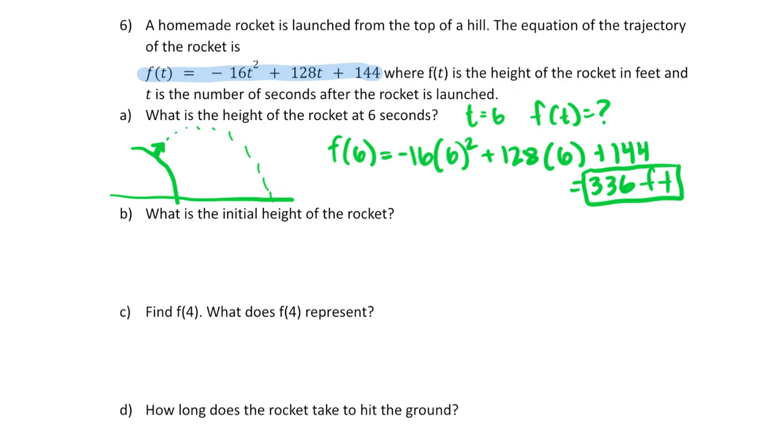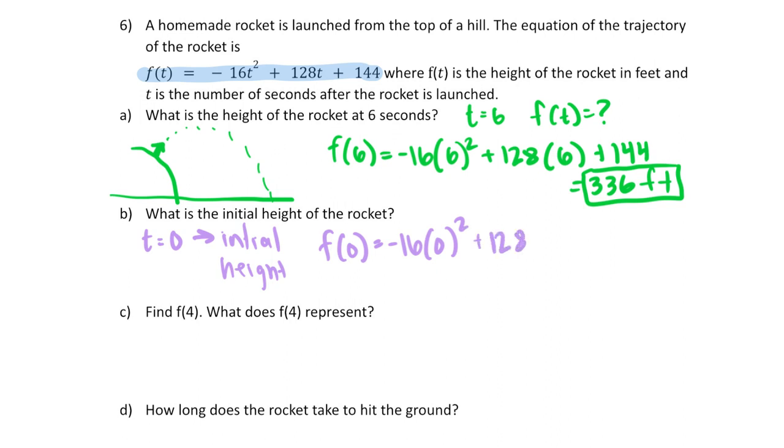Okay, the next question is, what is the initial height of the rocket? So this means the initial height is when my time is 0. So if I just put 0 in for my time, it's always going to be just that value that doesn't have an x. So it's 144 feet, just by plugging 0 in.